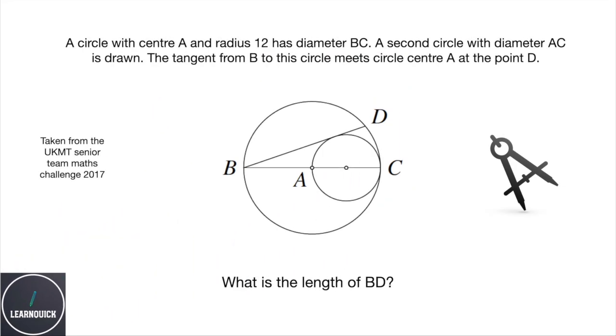To this video. A circle with center A and radius 12 has diameter BC. A second circle with diameter AC is drawn. The tangent from B to this circle meets circle center A at the point D. What is the length of BD?